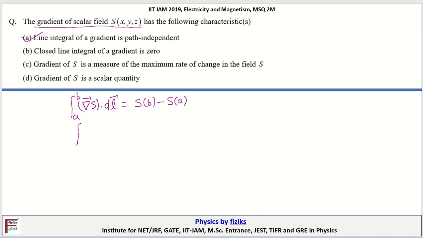Now if we find the closed-loop integral of gradient S dot dl, that is always 0. So option B is also correct. And gradient S is a measure of the maximum rate of change in the field S. So option C is also correct. Gradient S is a vector quantity, so option D is incorrect. So options A, B, C are correct.